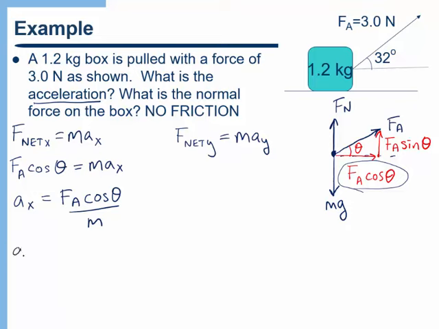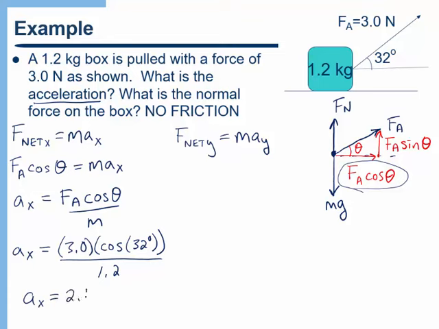At this point, then, I can go ahead and plug in the values. We've got 3 newtons for Fa, the cosine of 32 degrees. Again, we want to be in degree mode, divided by the mass of 1.2 kilograms. And we find that the acceleration is 2.1 meters per second squared.